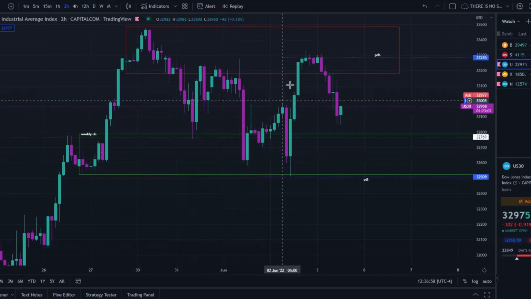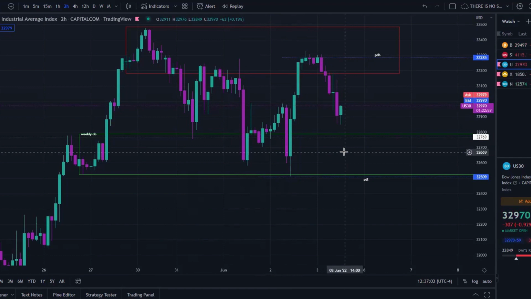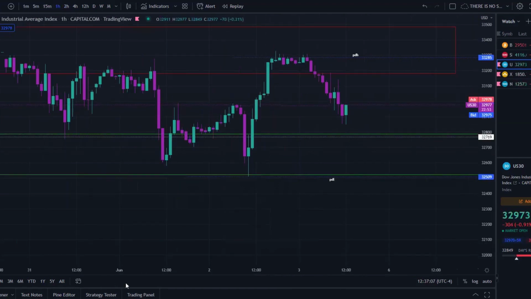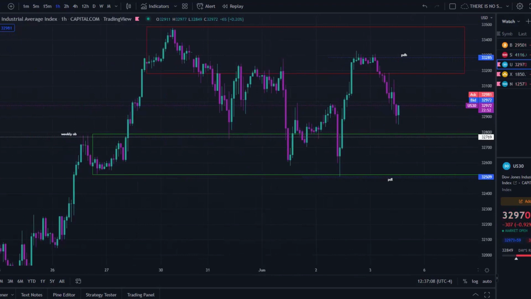Supply, demand, supply, demand. This is the 1 hour now. We're going to go down to the 1 hour. It doesn't change. The market is not changing, guys. We just have more candles to look at.